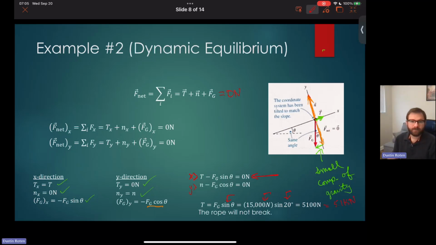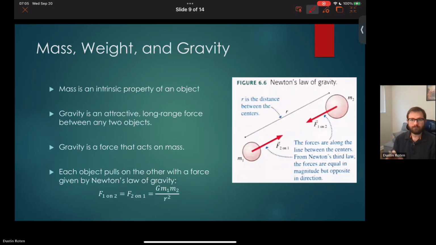Now, since the rope is rated for 6 kilonewtons, we're good. The rope shouldn't break. All right, so there were 2 examples of essentially Newton's first law, where we have something not moving and the forces equal 0. We also have something moving because the car's being towed at a constant velocity. In both cases, Newton's first law applies because there's no acceleration, all the forces are balanced.